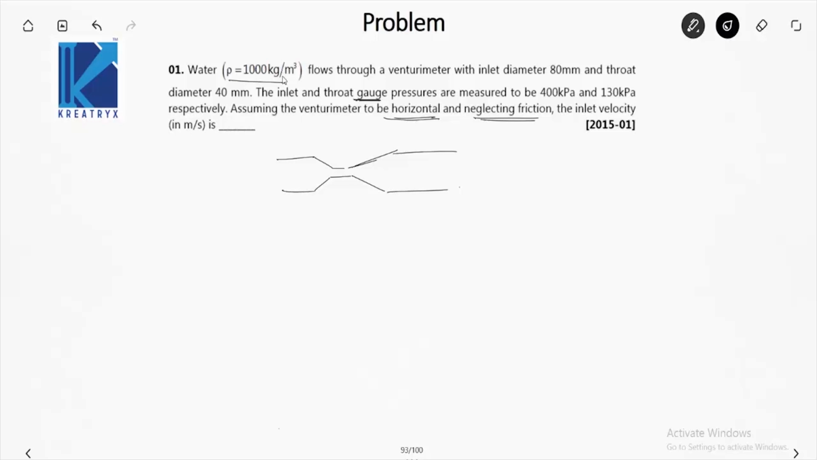That means we have to neglect the frictional losses and minor losses. The inlet velocity in meter per second is? Okay, so let us apply Bernoulli's equation at this section and the throat section. Let this be 1 and this be 2. So what is Bernoulli's equation? P1 by rho g plus V1 square by 2g plus Z1 is equal to P2 by rho g plus V2 square by 2g plus Z2. You know the terms. P stands for pressure, V is velocity, and Z is height. And we have neglected the frictional losses and minor losses.